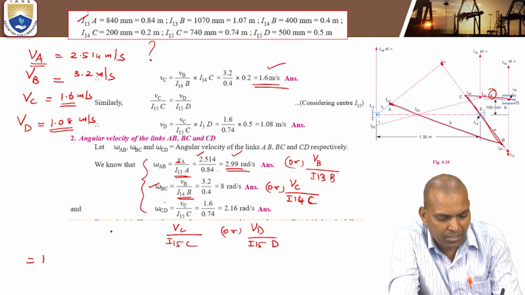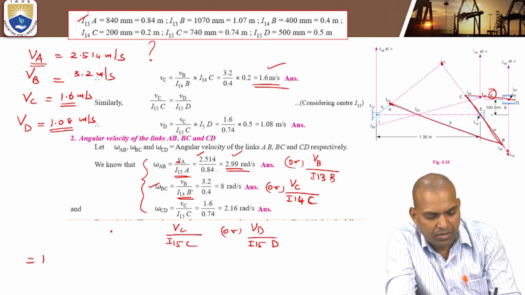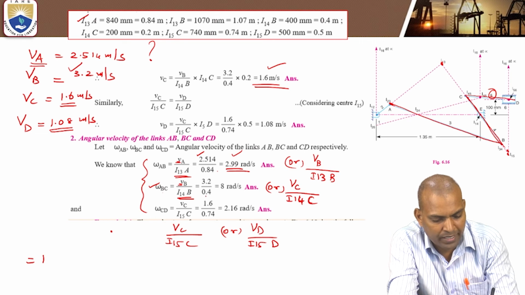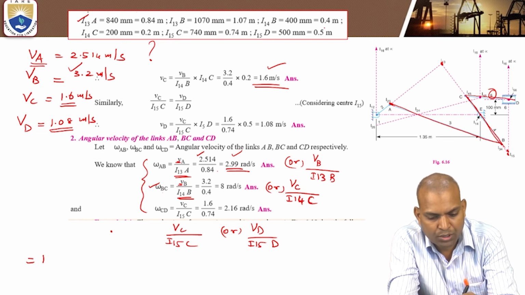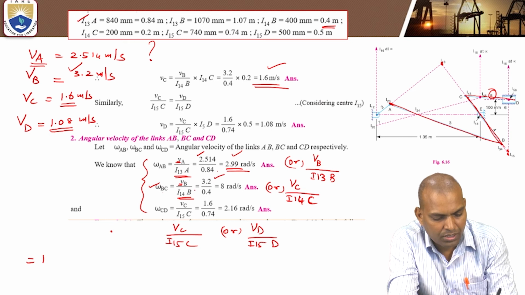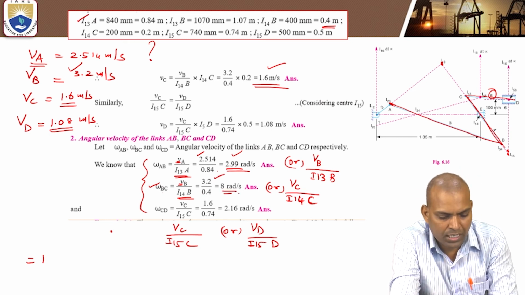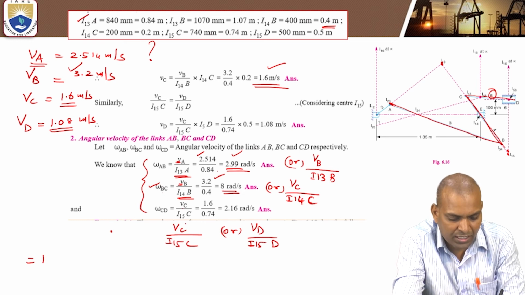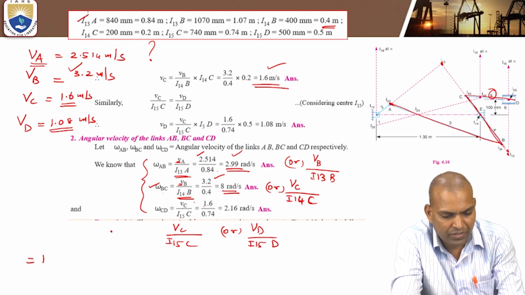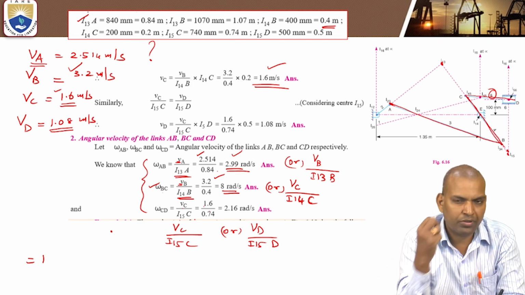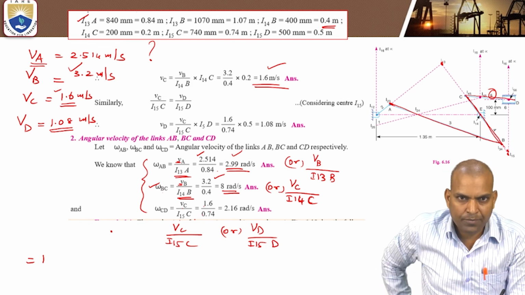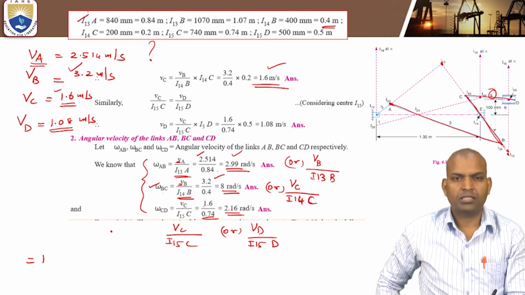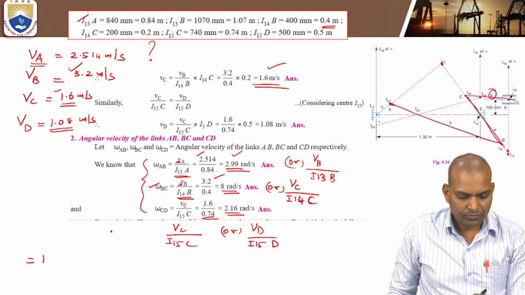Next, omega BC, VB by I14B. What is the VB? That is 3.2 meter per second. 3.2 by I14B, that is 0.4 meters. 3.2 by 0.4, that is 80 radians per second. Next, omega CD, that is VC by I15C. VC is 1.6. Substitute over here. That is 1.6 by I15C, 0.74. That is 2.16 radians per second.